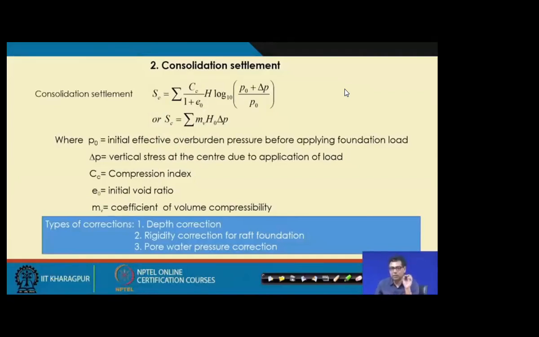So, for an isolated footing there are two corrections, the depth correction and the pore water pressure correction. But for the rigid footing or the raft foundation, there are three corrections that you have to apply in the consolidation settlement: the depth correction, the rigidity correction and the pore water pressure correction.